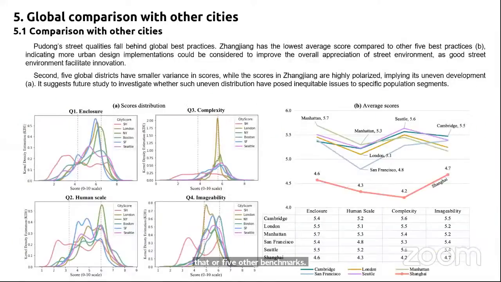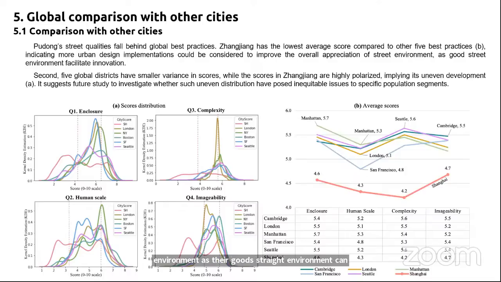And here is the result. We can find that the Pudong street quality falls behind global best practice. Zhangjiang has the lowest average score compared to the 5 other best practices. It indicated that more urban design implementation could be considered to improve the overall quality of street environment, as a good street environment can promote innovation.